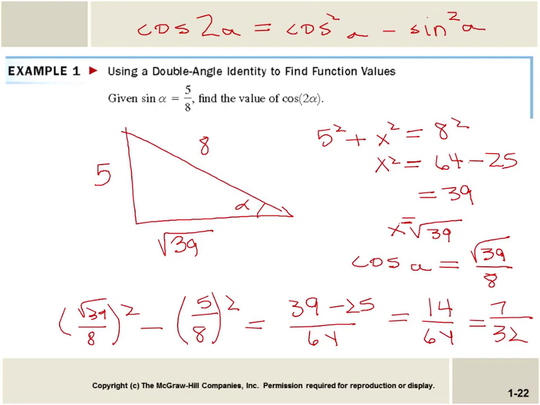Yeah, Griffin. What was that formula called again? The cosine 2A equals cosine squared A minus sine squared A. This is a double angle formula because look, we're doubling the angle. Okay, cool. Thank you.